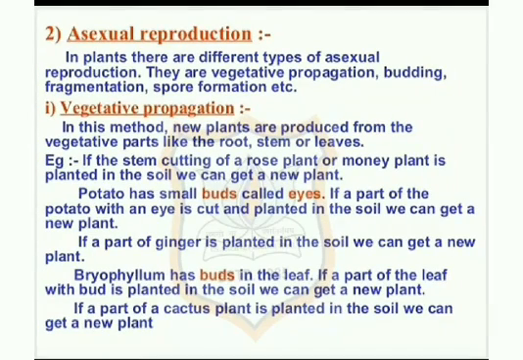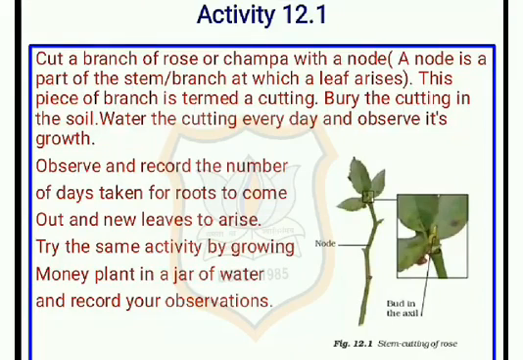Bryophyllum has buds in the leaf. If a part of the leaf with bud is planted in the soil, we can get a new plant. If a part of a cactus plant is planted in the soil, we can get a new plant. To understand the artificial vegetative reproduction with stem, we will perform activity 12.1.